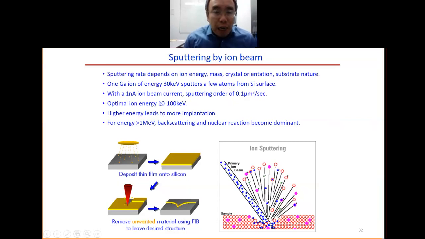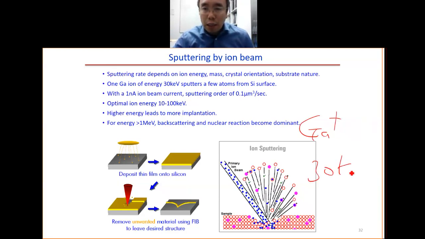The ion energy, as we said, is typically tens of kilo electron volt. Higher energy gives you more implantation. If you have even higher energy, higher than mega electron volt, there may be backscattering and also nuclear reaction. So usually for the case of the gallium ion beam, the energy is 30 keV. This is what we use.